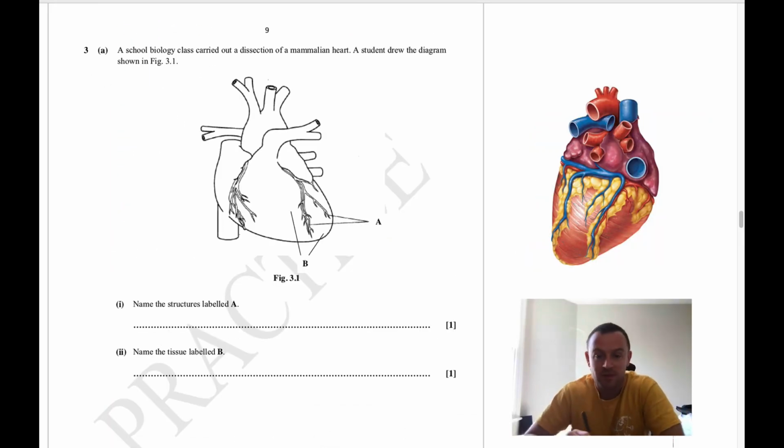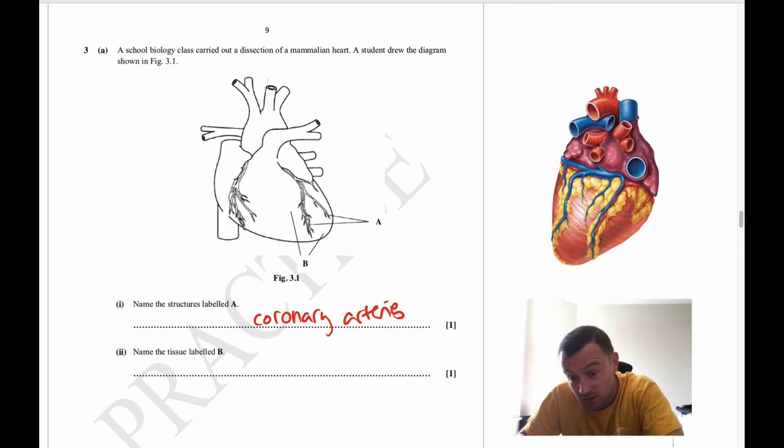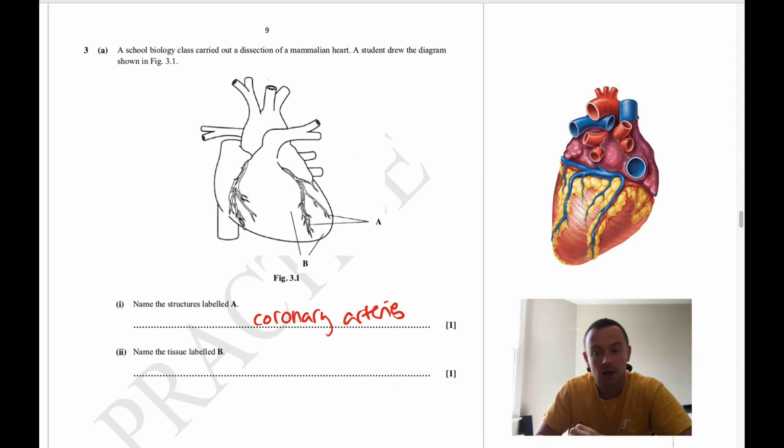Okay, so on to question 3. And I've added a little diagram here of a heart, a more colourful, more realistic diagram, so we can compare. So the structures labelled A here are the coronary arteries. In actual fact, you don't need to know this, but there are coronary arteries, these are the red ones, and coronary veins, these are the blue ones, and they supply the actual heart muscle with oxygenated blood.